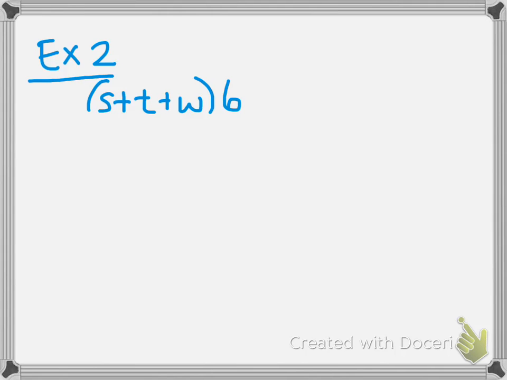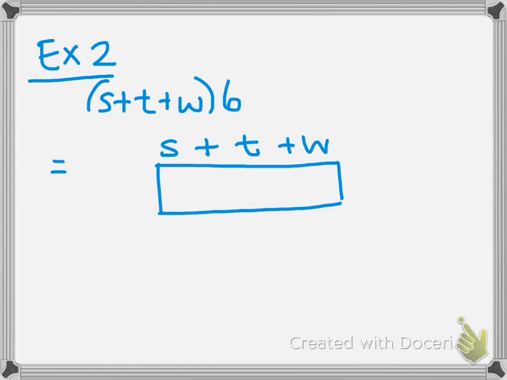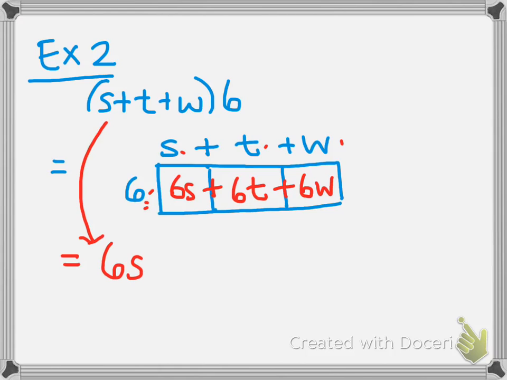Okay, example 2 is quantity s plus t plus w times 6. Now the 6 is on the right side, but it's still multiplying. So what you're going to do is make a box, and you're going to put s plus t plus w on the top, and the 6 goes on the side. Then you're going to multiply the 6 to everything, so that's 6 times s, 6s, plus 6 times t is 6t, plus 6 times w is 6w. So the answer for this is 6s plus 6t plus 6w.